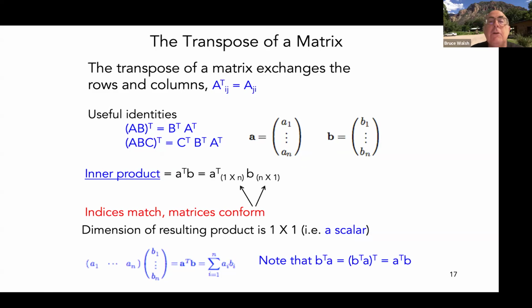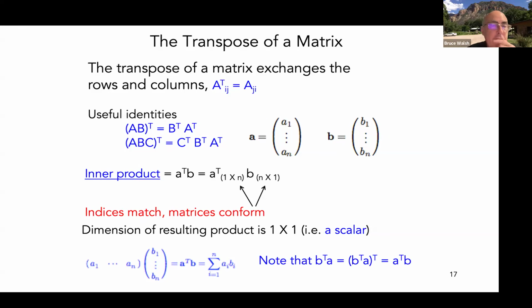And what is a transpose? It simply means you flip the role of rows and columns. So the element in row i, column j of the transpose of A is the element in row j, column i. I'll give you some examples in a second. So we call this the transpose. Useful identities: if A times B exists, then the transpose of A times B is the transpose of B times the transpose of A.